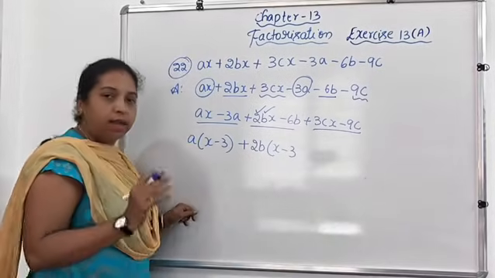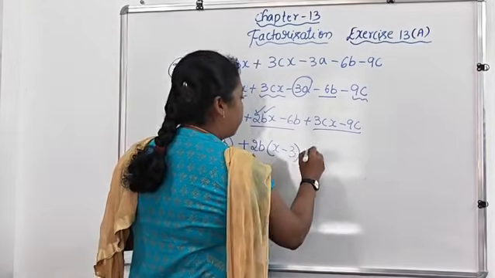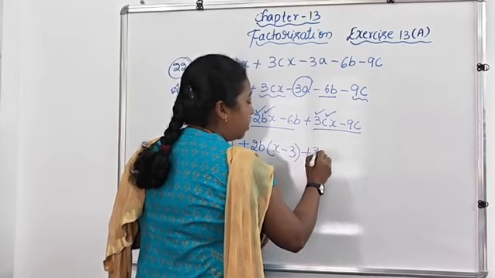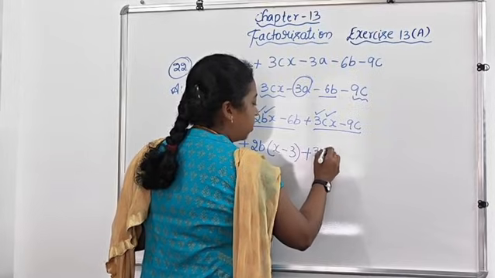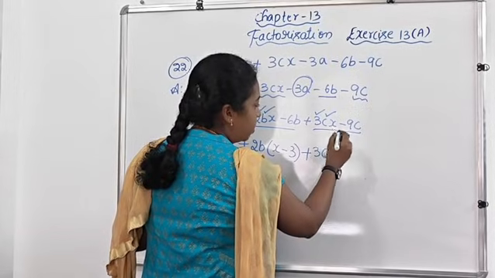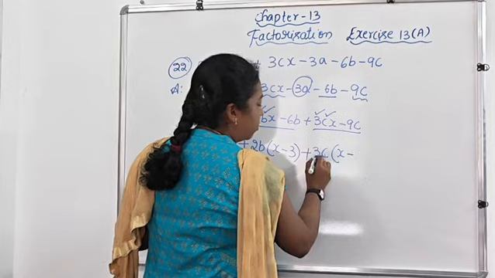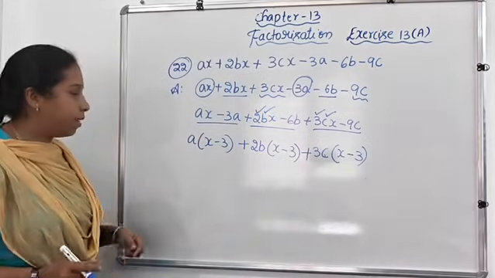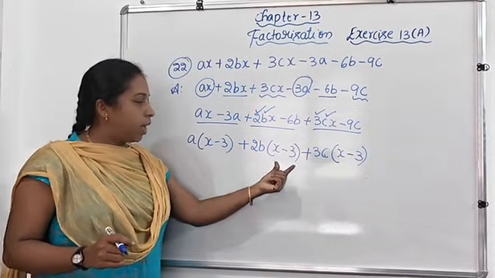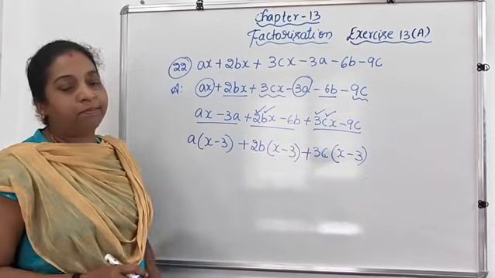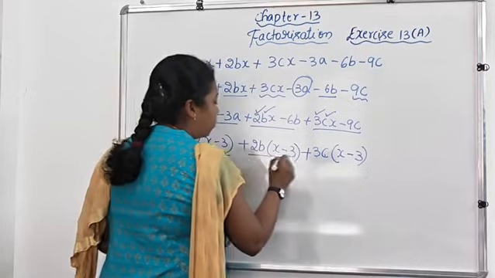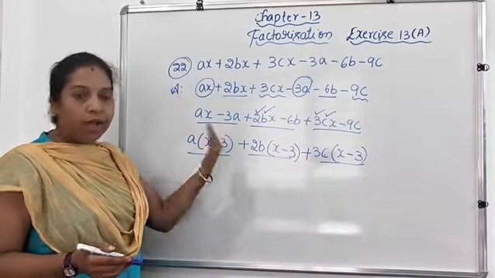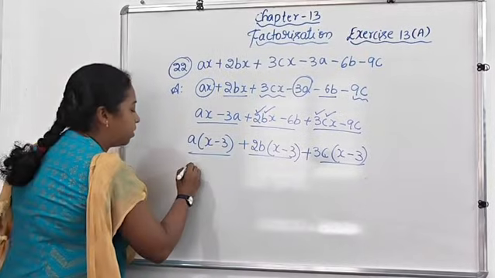I have already taken a common. Then plus here, 3c, that means the remaining is x minus 3, since 3 threes are 9c. I have already taken a common, right? So x minus 3, x minus 3, x minus 3. Yes, so we got x minus 3 as a common. So we'll take out that common, x minus 3.